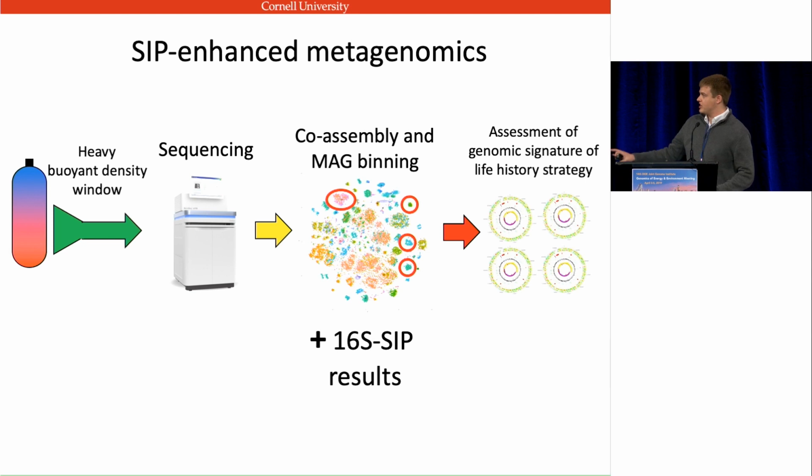So with the help of JGI, we have sequenced all these samples. Currently, we are running a co-assembly and binning the metagenome assembled genomes. Once these MAGs are complete, we will combine these results with our 16S SIP results that I showed you before to assess the genomic signatures of different life history strategies. As I said, this is still ongoing.